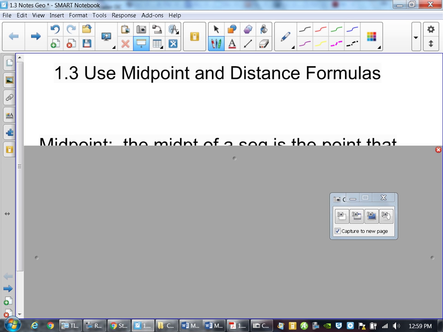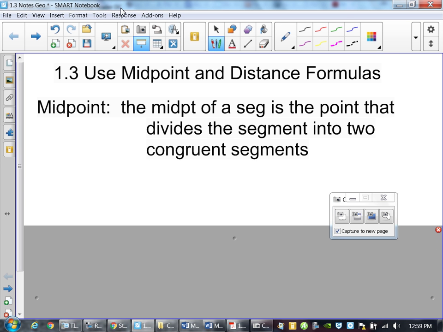So the midpoint of a segment is a point that divides a segment into two congruent or equal segments. So when we talk about midpoint, we're talking about the halfway spot. Where does the halfway point occur? Where is it located?